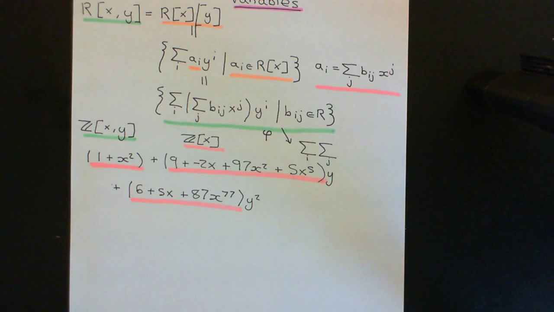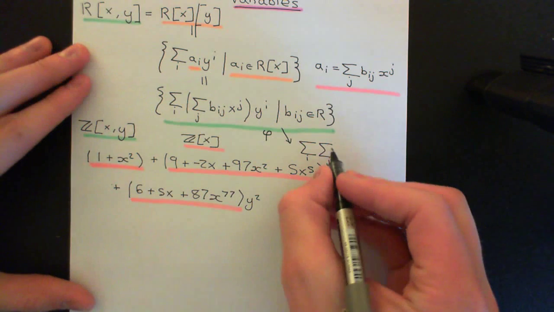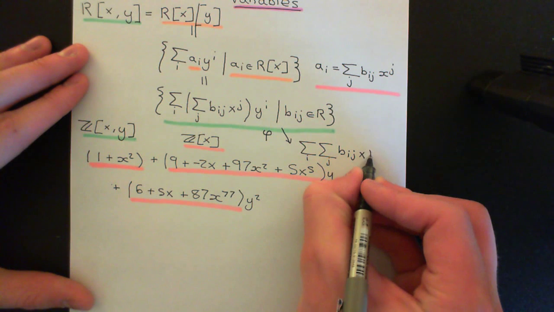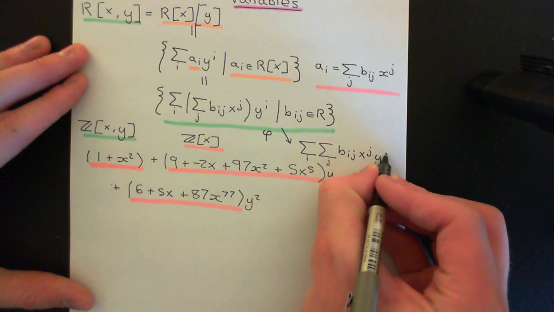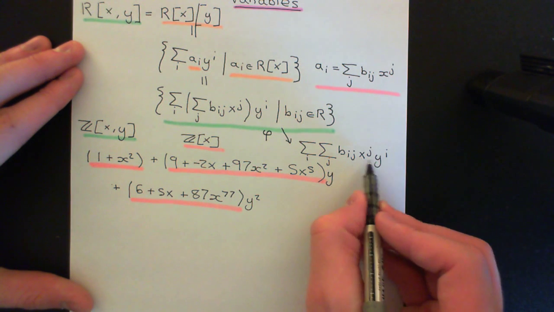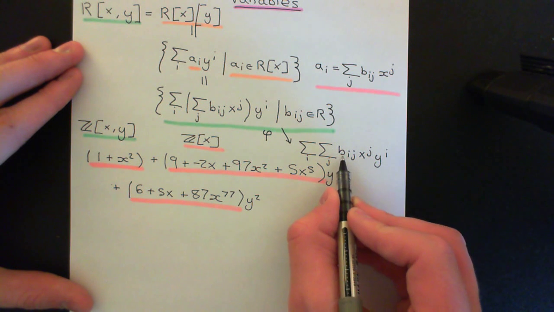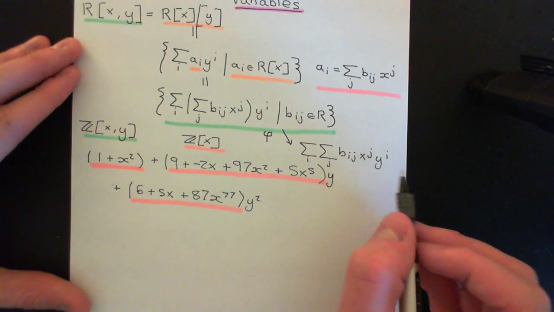But they're not real pluses. At the moment they're just symbolic pluses. And then we'll have now b_ij x^j y^i. So I'm now making the terms a power of x and a power of y with a coefficient from the ring capital R.